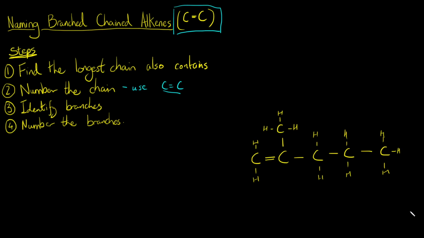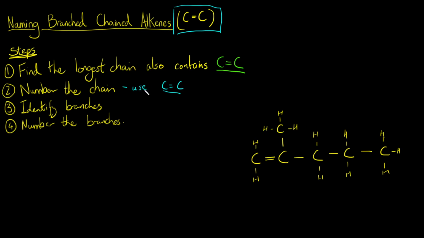Number 1, find the longest chain of carbon atoms. Now I've also written something there as well. Also contains. This is very important. Also contains what? Well, when we're looking at identifying and drawing and naming an alkene, as we've said, that carbon to carbon double bond is very important. So step 1, slight alteration. We're not just finding the longest chain anymore. We must find the longest chain that also contains a carbon to carbon double bond. That will make sense in this example in just a second.